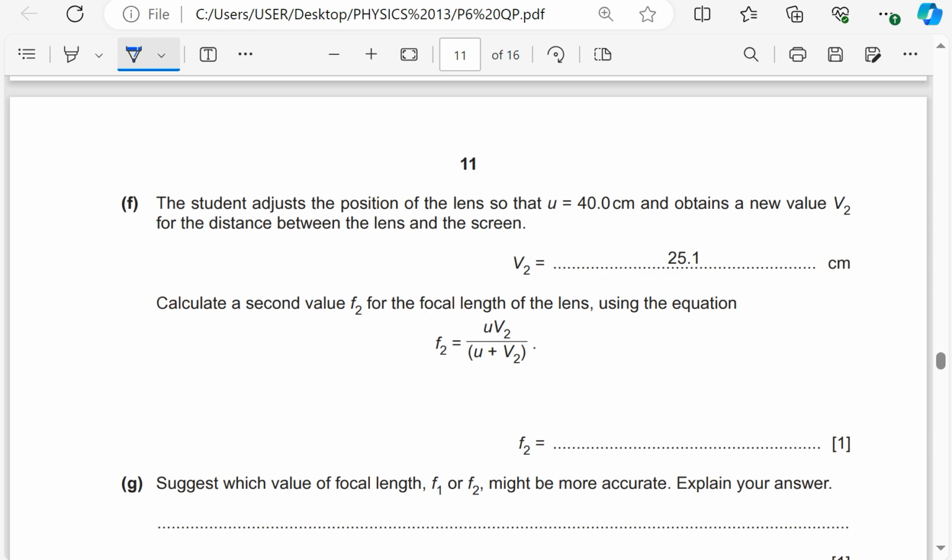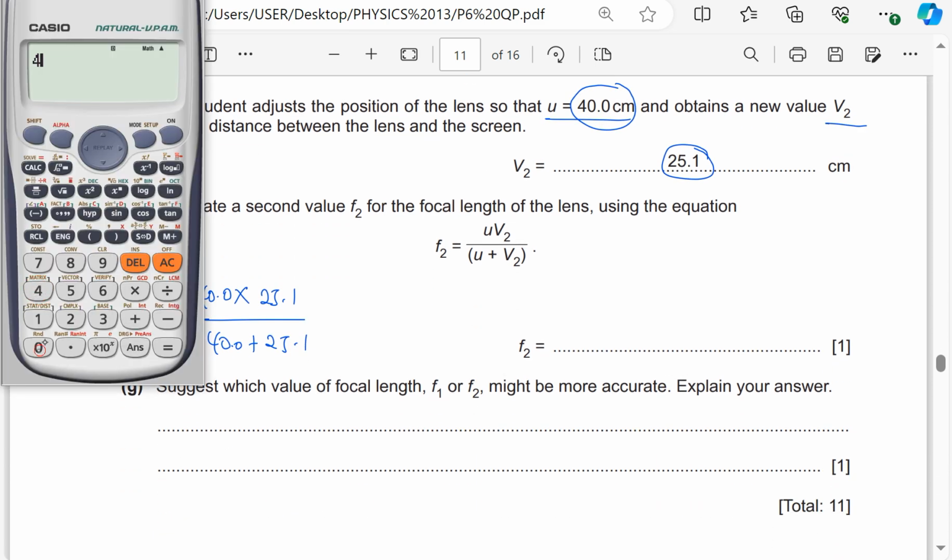Then F. The student adjusts the position of the lens so that U is 40.0 centimeters and obtains a new value of V2, for the distance between the lens and the screen, V2 equals 25.1. Now notice that this time V2 is 25.1 and U is 40.0. These are very big values. Calculate a second value, F2, for the focal length of the lens. So let's say F2 is going to be U, which is 40.0, times V2, which is 25.1, divided by U, which is 40.0, plus 25.1. So 40 times 25.1 divided by 40 plus 25.1.